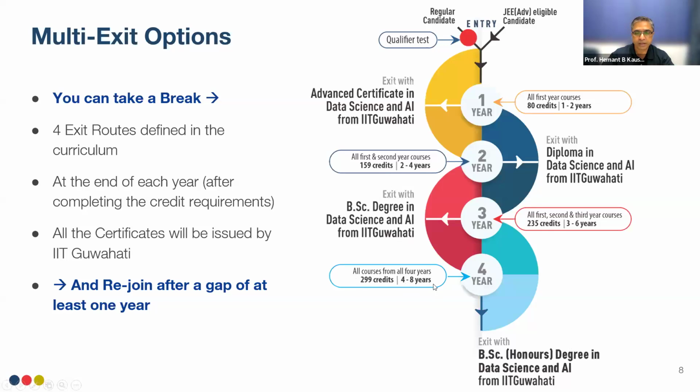So many students ask us questions like, can they complete the degree in less than 4 years? So the answer is no. The minimum time required to complete this degree is 4 years. I mean the BSc honors degree.